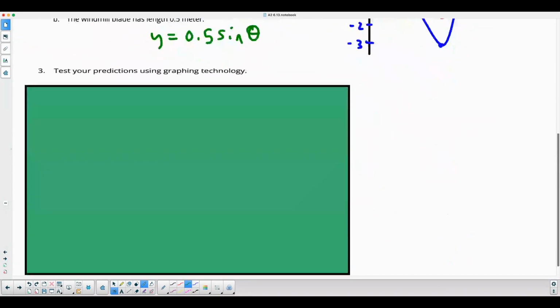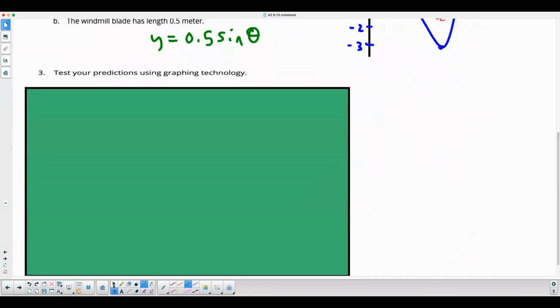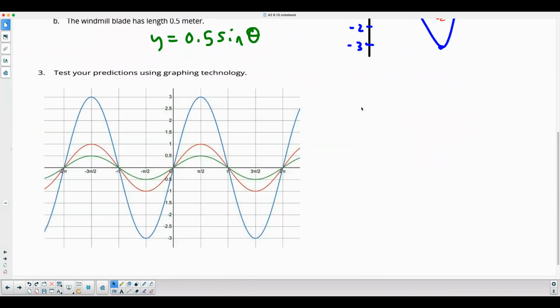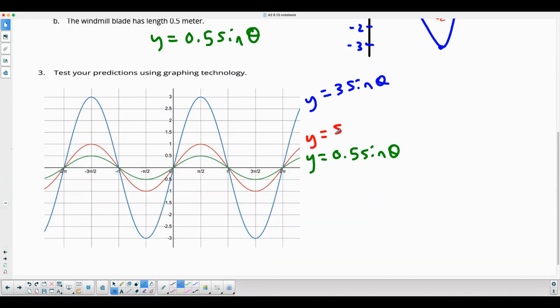So test your predictions using graphing technology. So what I did was I graphed them on Desmos there, and you can kind of tell that we were right. So this is y equals 0.5 sine of theta. The blue one was y equals 3 sine of theta, and then the red one was your parent function. It's just sine of theta with no stretch.